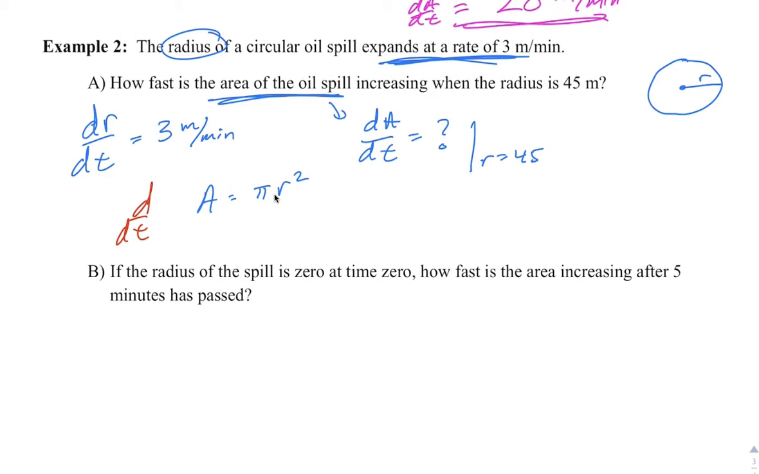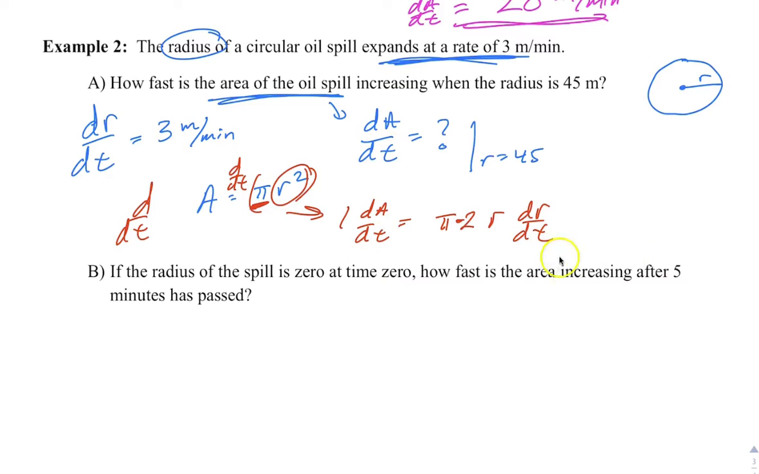On the left side, the derivative of A is dA/dt. On this side, pi is just a constant, just a number, so you just leave it there. So it's pi, the derivative of r squared is 2r, but wrong variable, so times dr/dt. So that's my derivative.